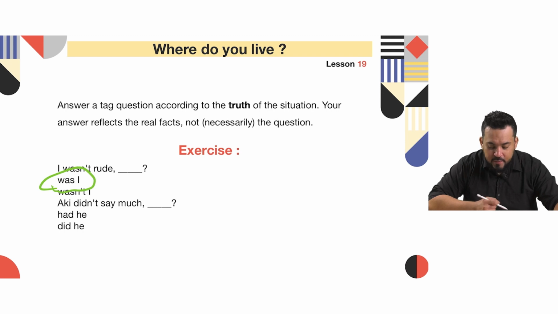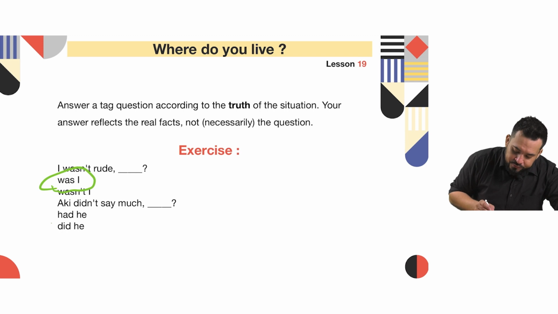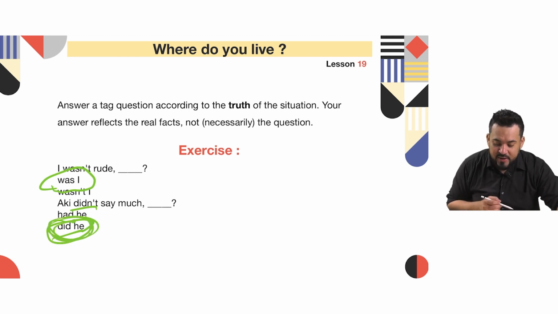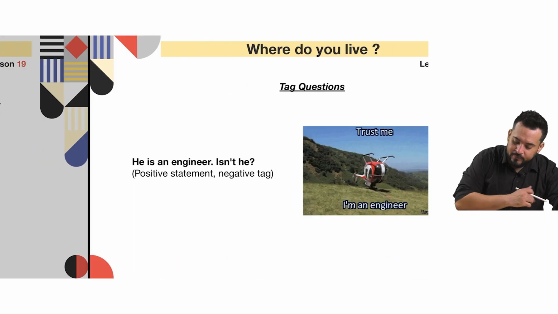Aki didn't say much. Tricky, huh? It's not "had" because there is no "had" here. It's "didn't," so it's "did." So this is a correct one: Aki didn't say much, did he?